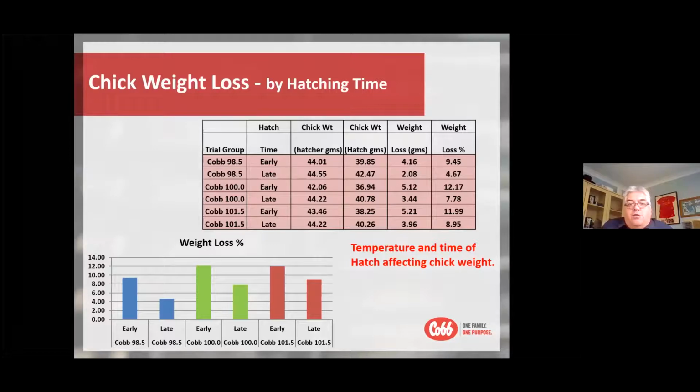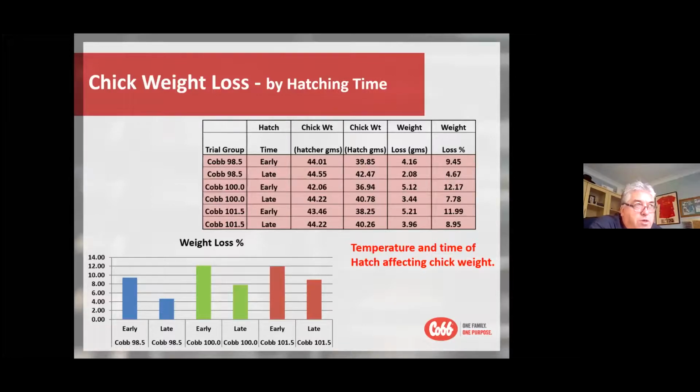When you look at weight loss, from the time the chick pips the shell to its takeoff, it's going to lose weight because it's absorbing the yolk as well. What you could see here, at 98.5, the low temperature group, the early chicks, when they hatched, weighed 44 grams. At takeoff, they weighed 40 grams, so they lost almost 4 grams or 10% of their body weight. From the same group, the late hatching chicks also weighed about 44 grams, but by takeoff they still weighed 42 grams, only losing about 5% of their body weight.